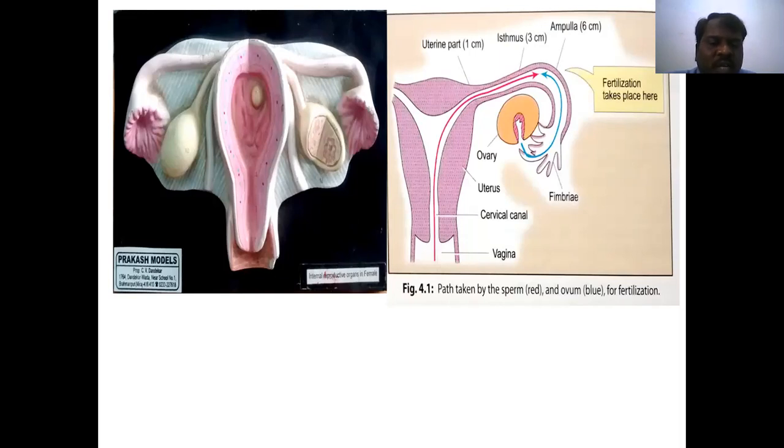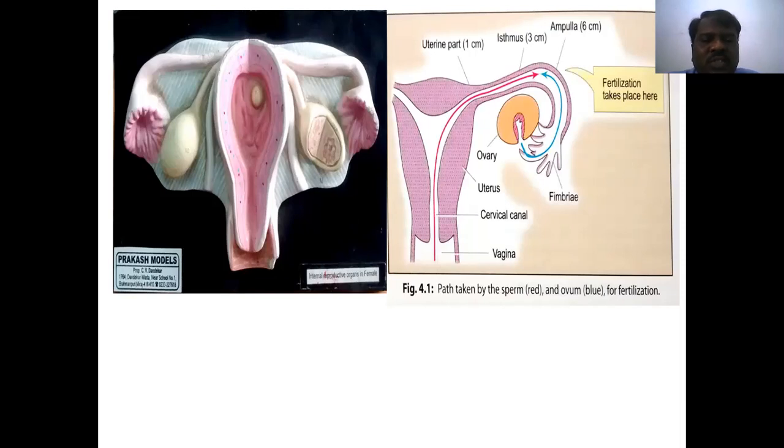When the sperm reaches the ampullar region, at the same time the ovum also reaches the ampullar region. Thousands of sperms reach and attack the corona radiata. Only one sperm drills through the corona radiata and zona pellucida, then enters into the ovum, and it is fertilized. The normal site of fertilization is the ampulla of the fallopian tube. That is called fertilization, which takes place at the ampulla.